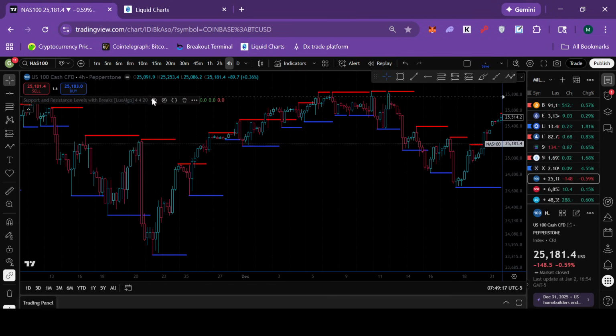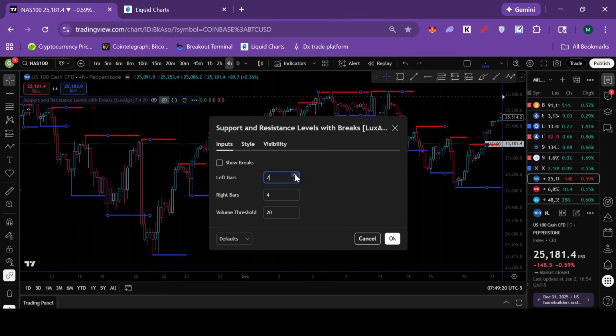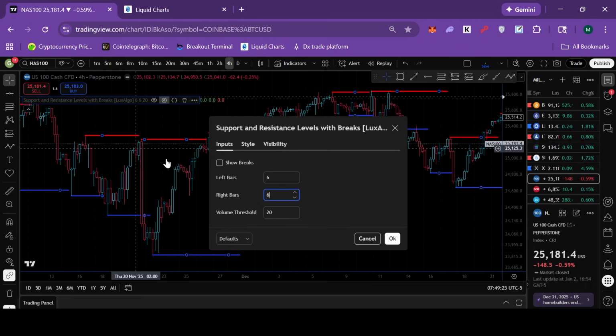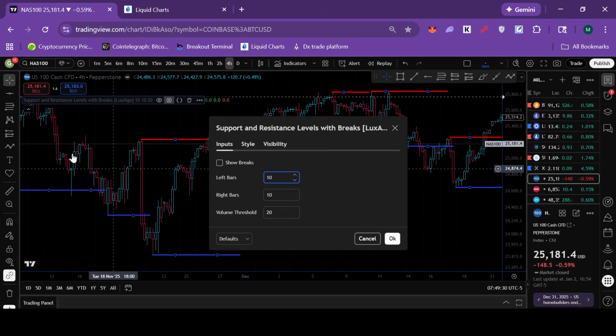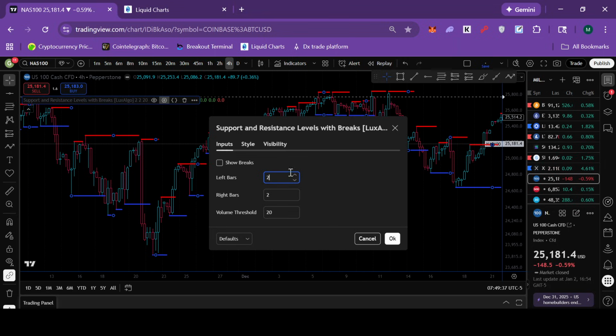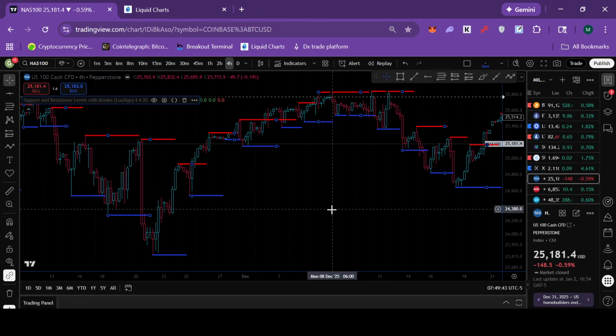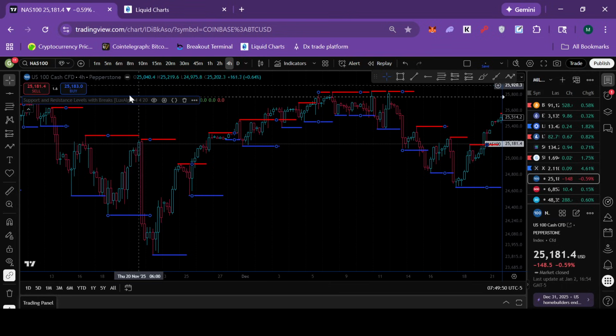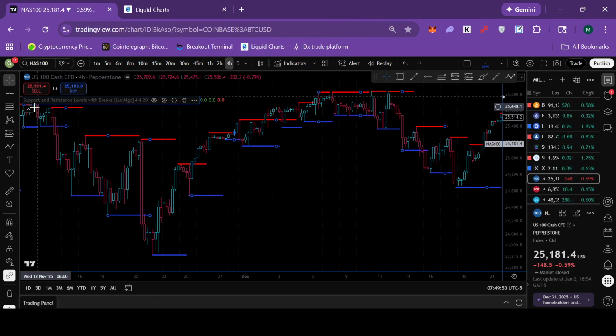Now with this, you can change these numbers here and they would change your support and resistance levels, right? So the higher the number, the fewer support and resistance levels it'll use. The lower the number, the more support and resistance levels you'll get, right? There's no perfect number. For this example, I'm just going to use 4, 4 and 4, but for different things I use different numbers.